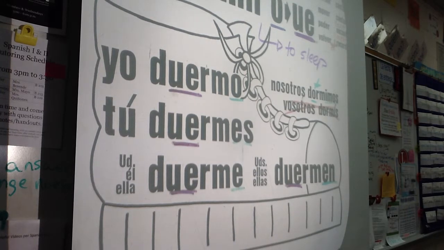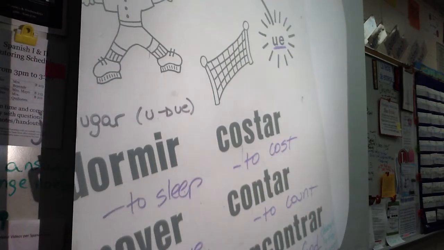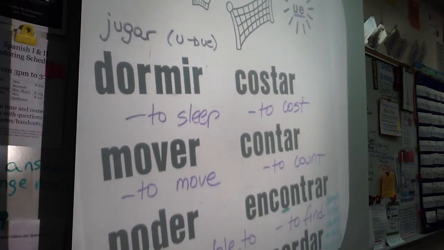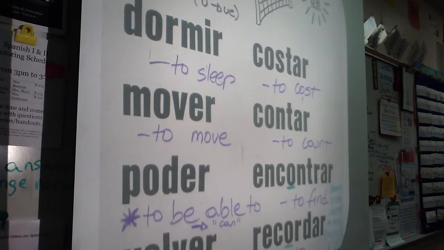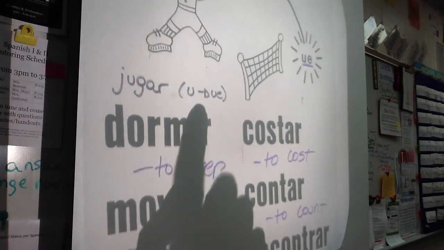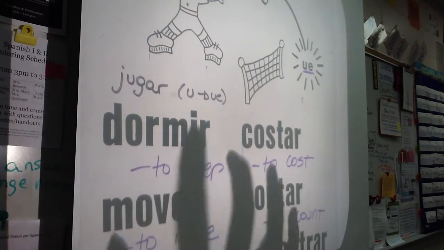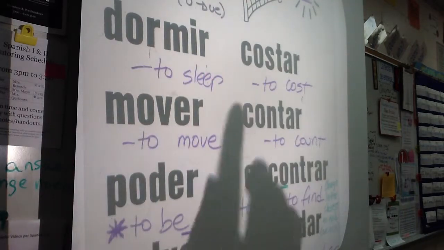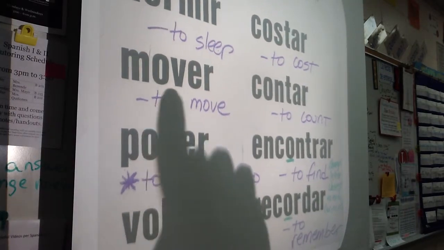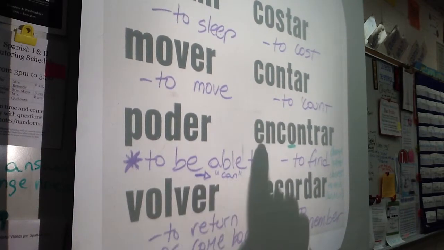There's going to be a lot more verbs that change from O to UE. This just happens to be a few. You don't have to jot them down just yet because we're going to get a more complete list. Just know that jugar happens to be the weird one that's U to UE, that's included as part of all these other verbs that you'll see O's with. And so on all those O's, you're going to change.